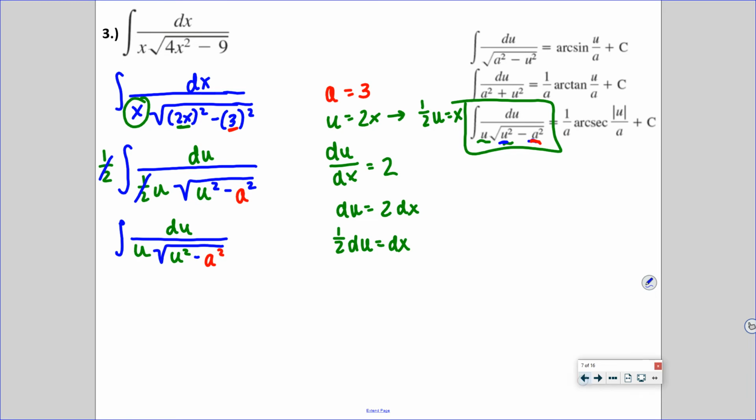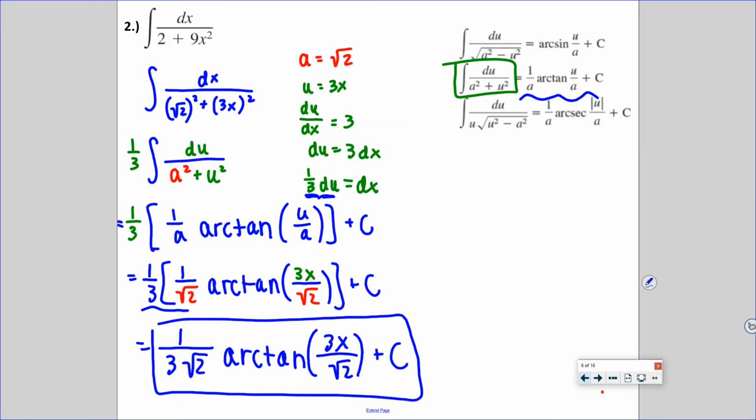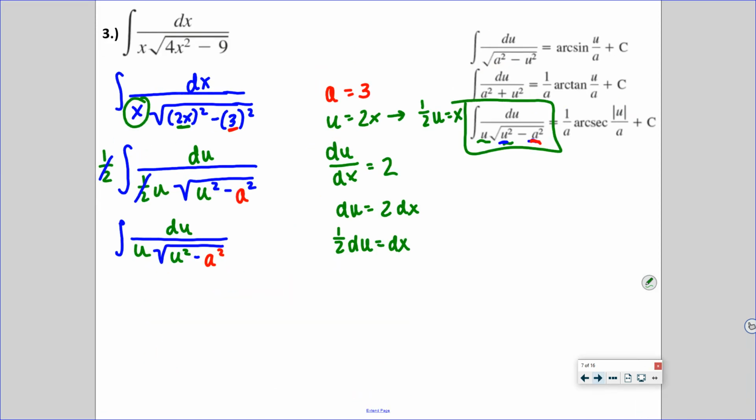Same with this one. When I try regular u sub, sometimes we let u be our denominator, but then I take the derivative. I don't need that. And you're like, I have nothing to replace that with. I can't have another x in here. So then that would trigger you to be like, okay, is this a special pattern I have to recognize?